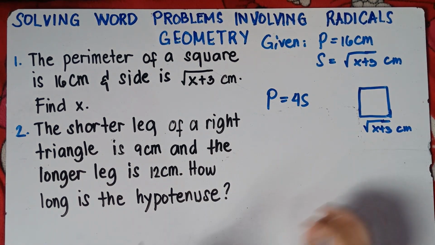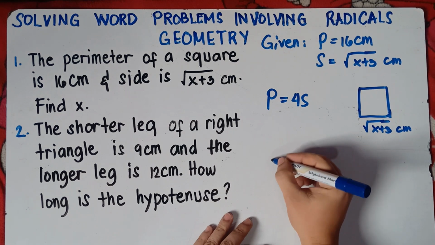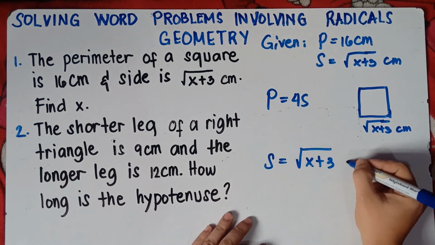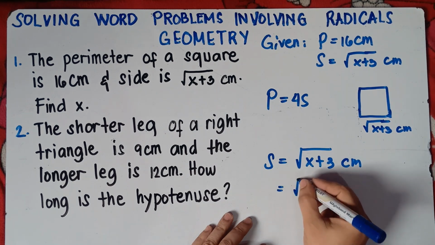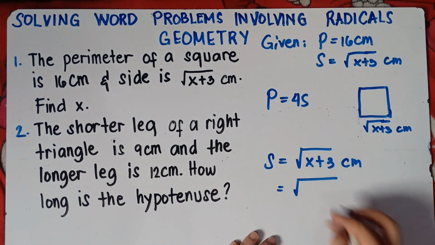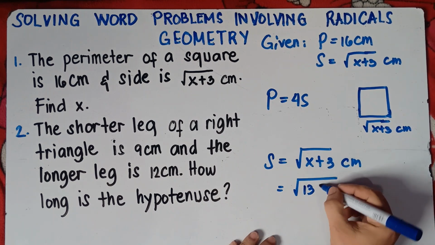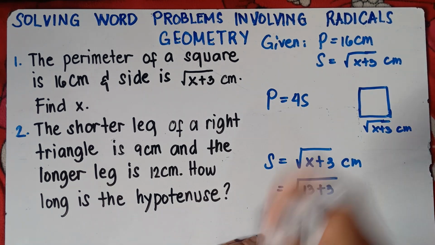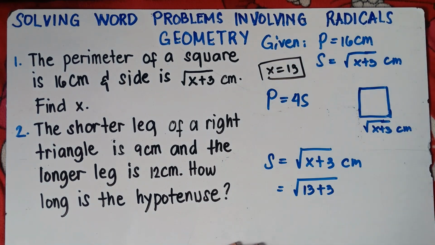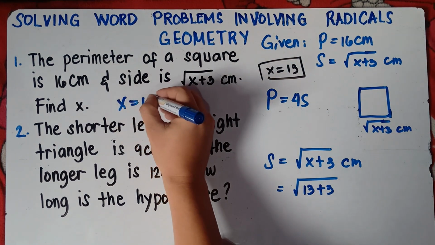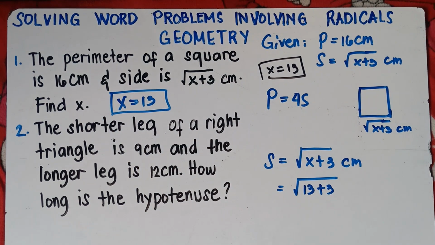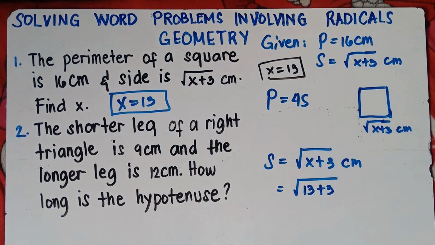So the side equals square root of x plus 3 centimeter. Our x is 13 a while ago. So once again, our x is equal to 13. This is the answer, class. X equals 13. We're just told to find x, but we will be checking our answer to see if the perimeter is really 16.